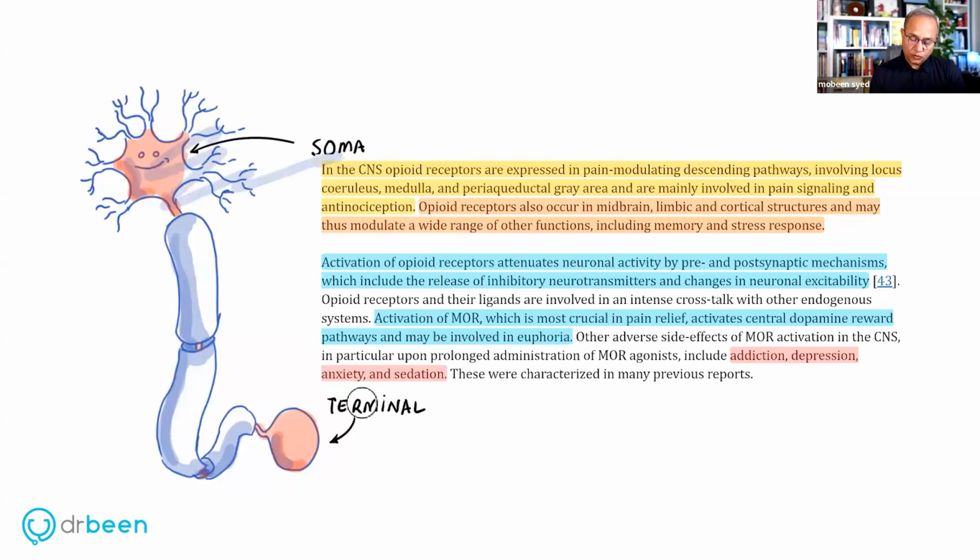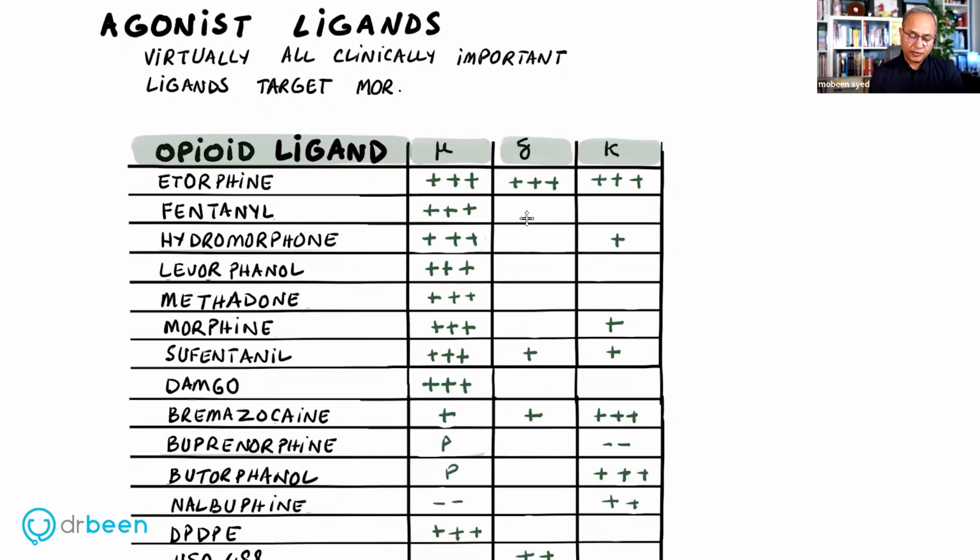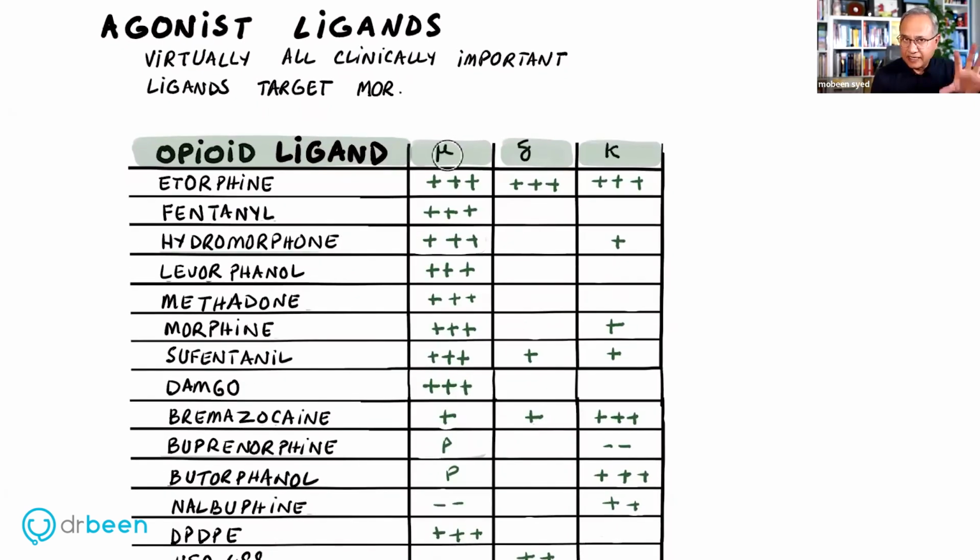So why have I made this neuron with soma and terminal? Most of the opioid receptors are distributed on the soma or the cell body of the neuron and on the terminals of the neurons. Now, last few topics. So agonist ligands. These are the binders to the opioid receptors that are agonists that are going to behave the same way as opioids do.